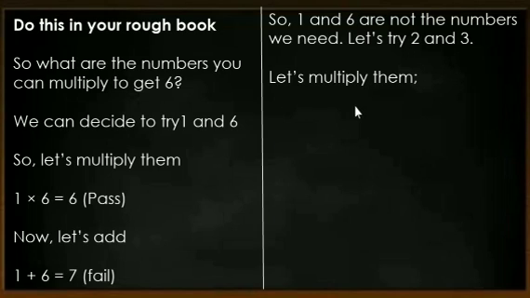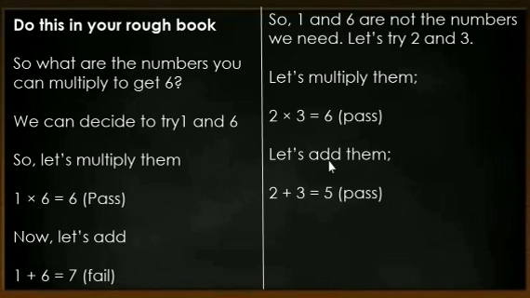Let's multiply them and see what will happen. When you multiply 2 and 3, you will have a 6. It has passed the first criteria. The second criteria is that when you add them, you must have a 5. So let's add them and see. When you add 2 and 3, you have a 5. It has passed the second criteria. So we can see that 2 and 3 have passed the first criteria and the second criteria.